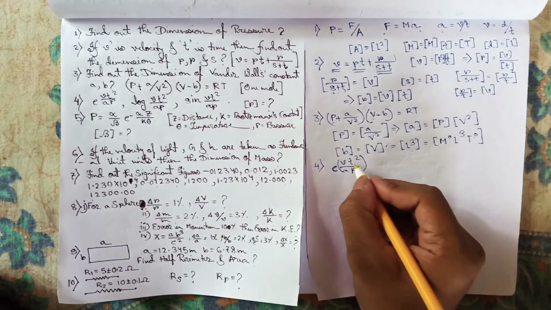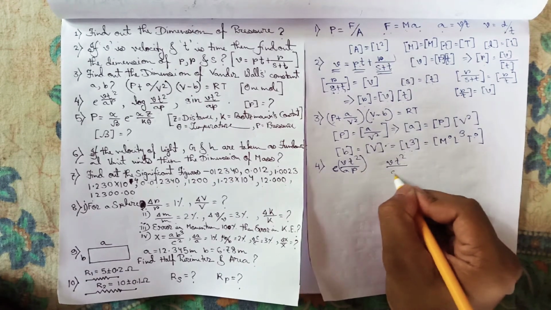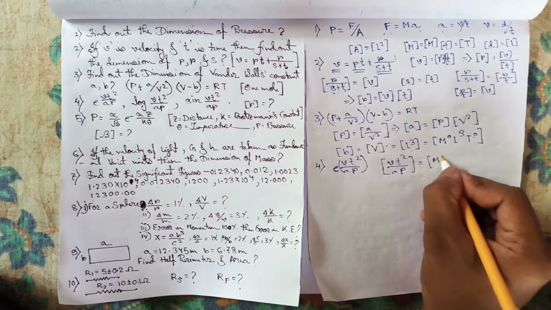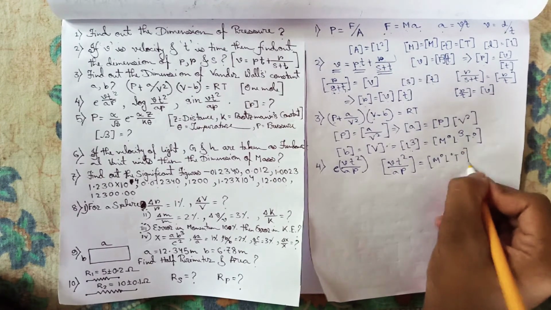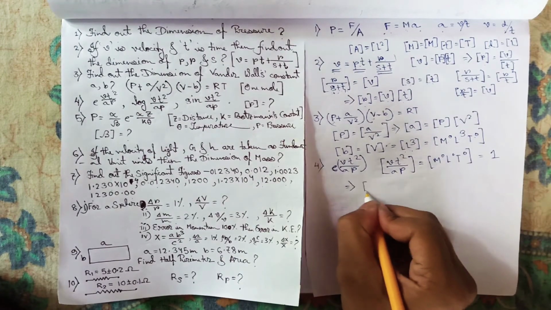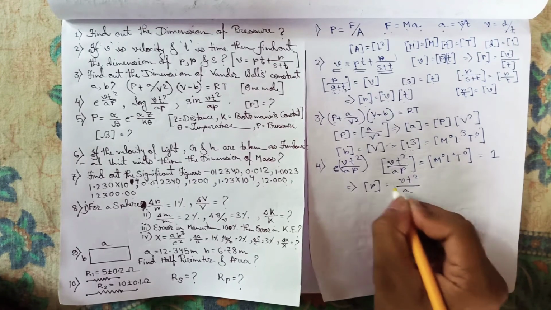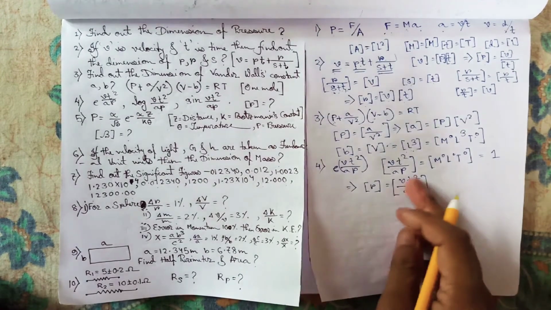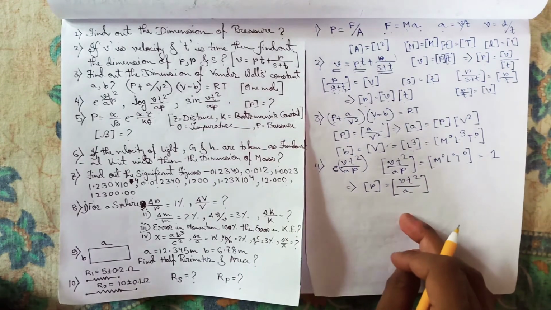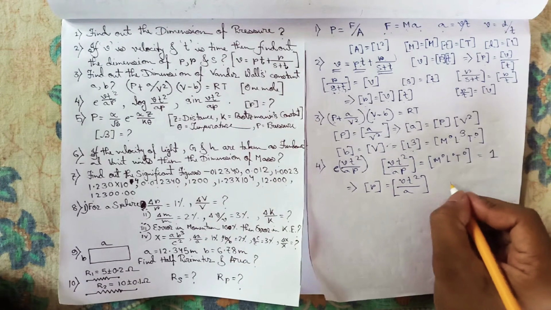No dimension means this total composite parameter, vt square by ap, has no dimension. That means m to the power 0, L to the power 0, T to the power 0. That means 1. So the dimension of P will be just vt square by a. So by putting the dimension separately, dimension of v, dimension of t, dimension of a, you will get the dimension. It's easy.